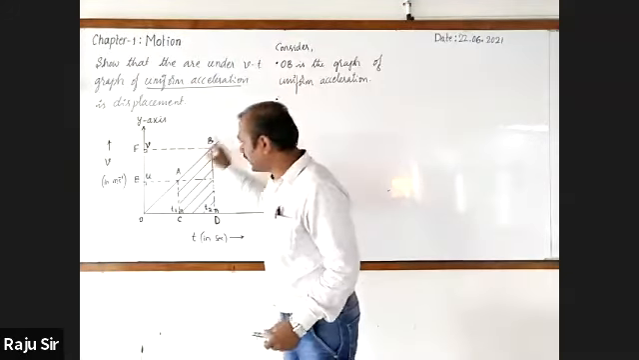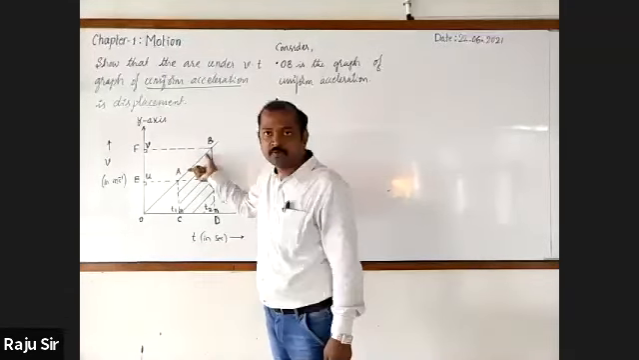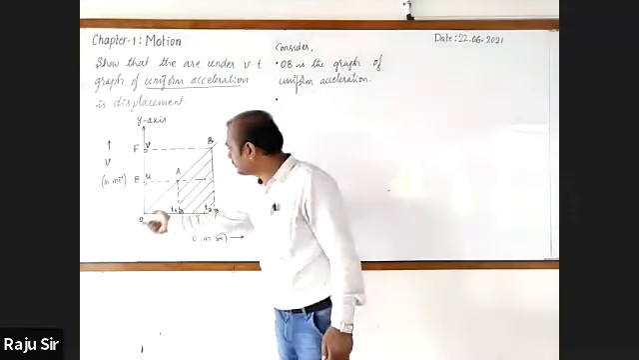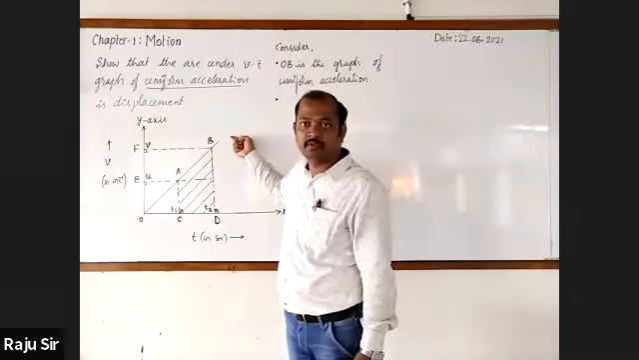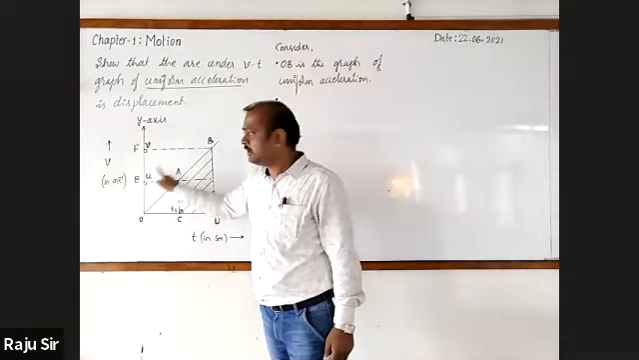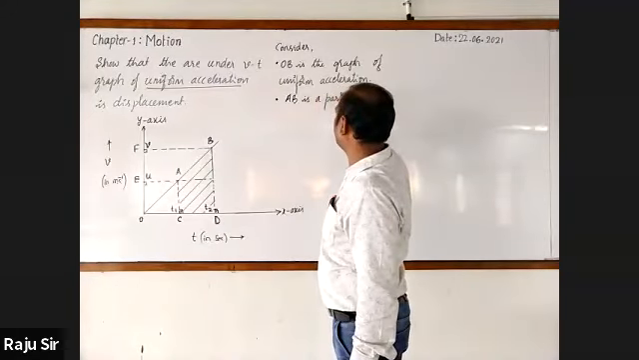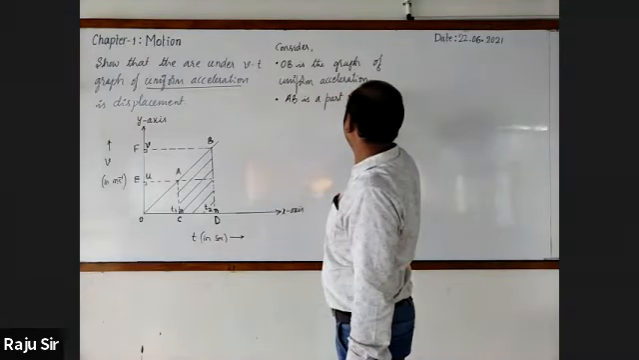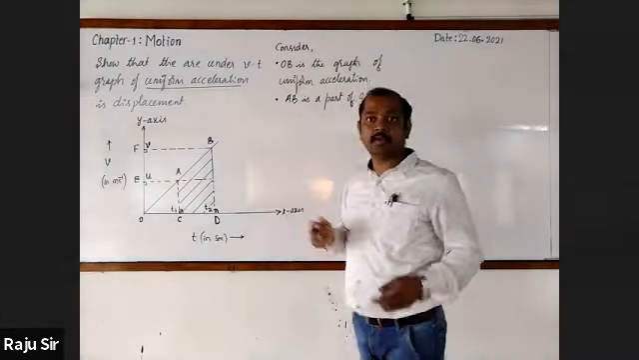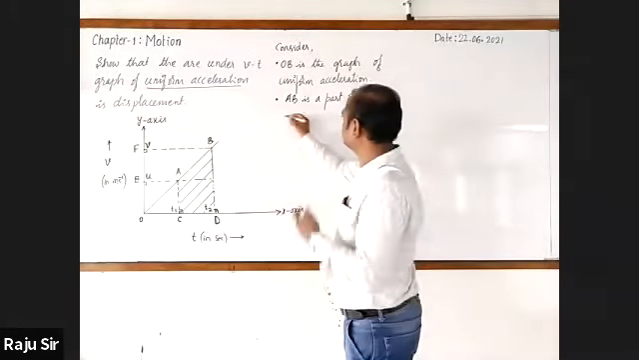Now, in this graph, we have taken only this much part, AB. AB is a part of the graph. In that, A represents initial velocity, B represents final velocity. Right. AB is a part of OB, part of the graph.